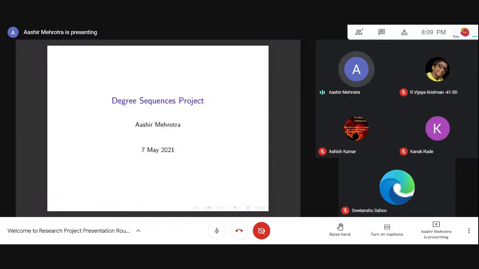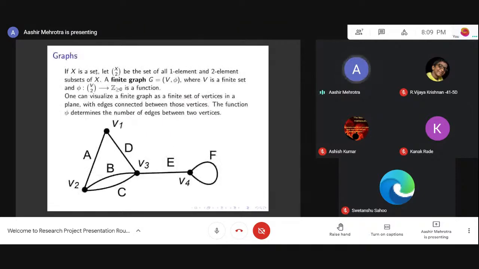So I want to be talking about degree sequences of graphs. First I'll define a graph. Here's some notation. If X is any set, we denote by X choose 2 the set of all one element and two element subsets of X.